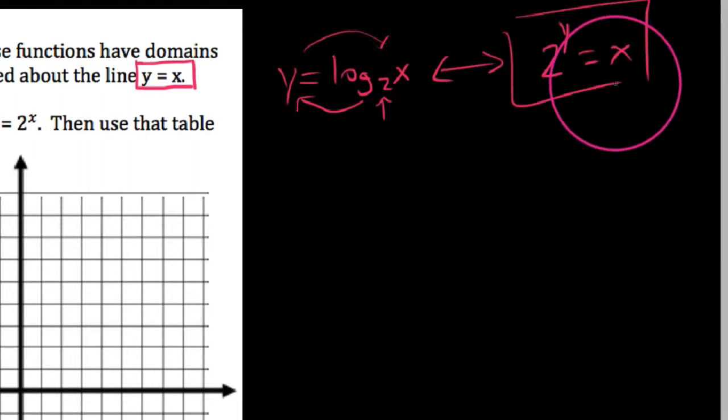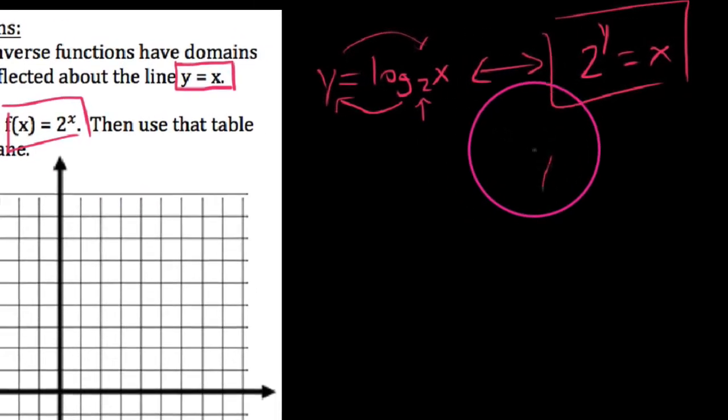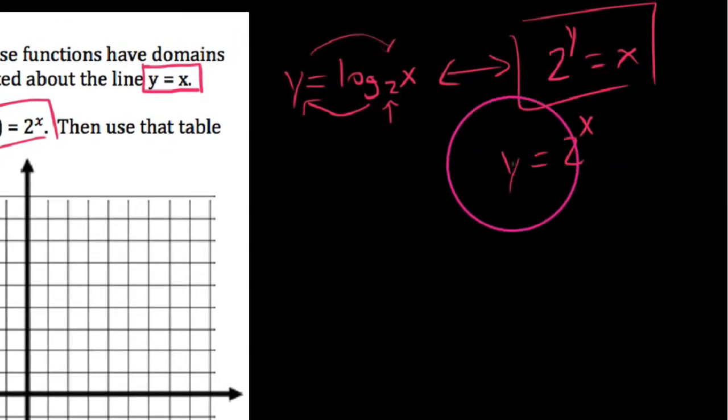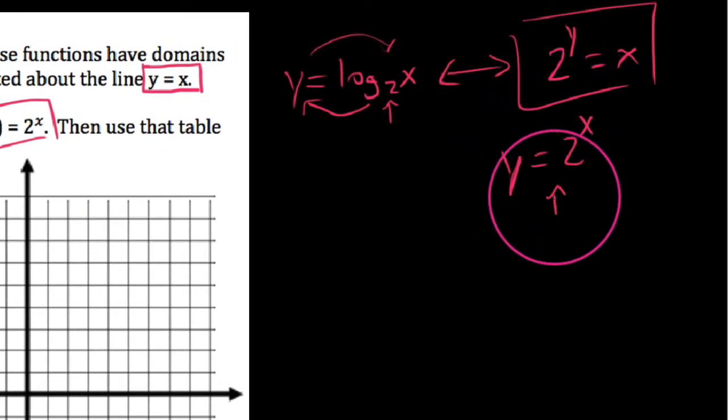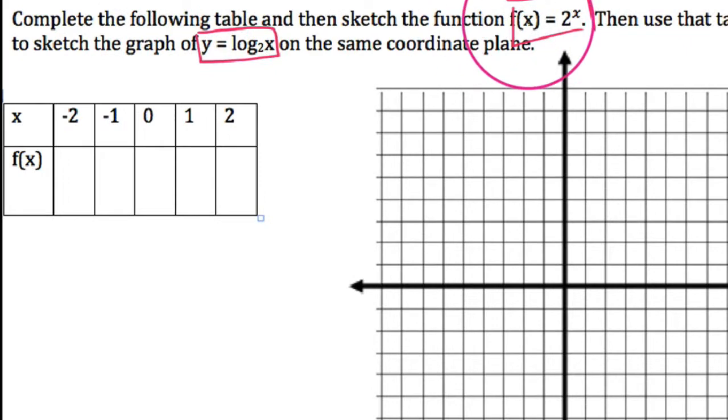So looking at this and looking at the function y equals 2 to the x, which we already know what that looks like, we're going to graph this one and then get an idea of what 2 to the y equals x looks like just from that, okay? So we'll start by graphing f of x, which is our 2 to the x power.